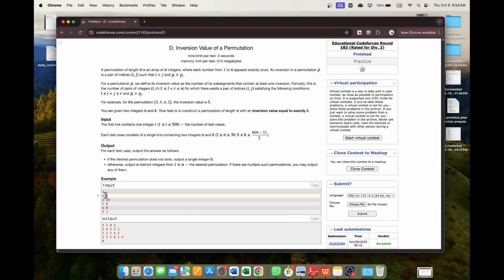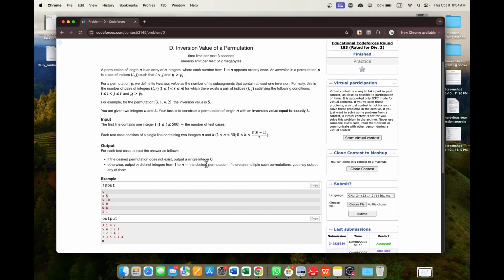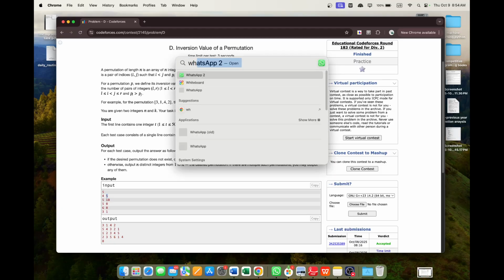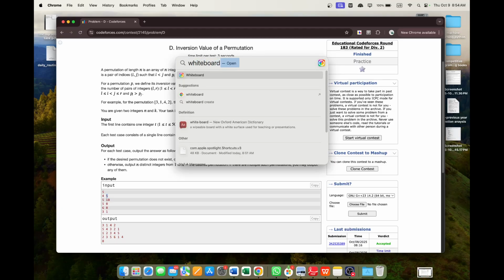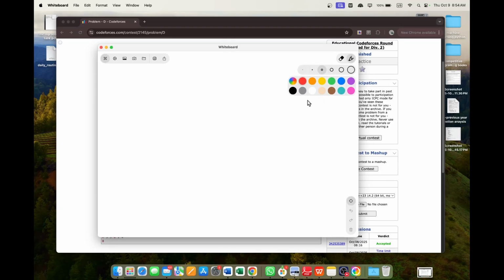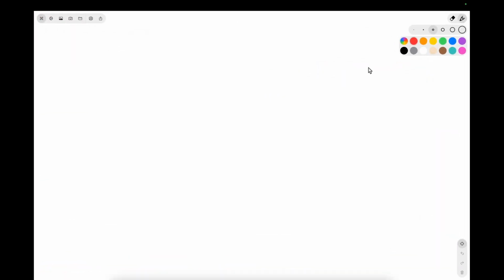Now you have to build the permutation. Okay, so I will go to the whiteboard. So what the problem actually says, let's say we build the permutation first, then we'll discuss everything else.